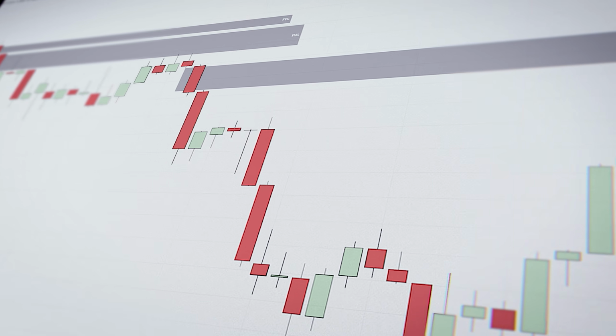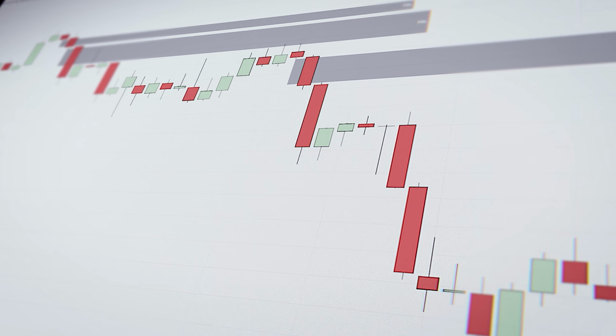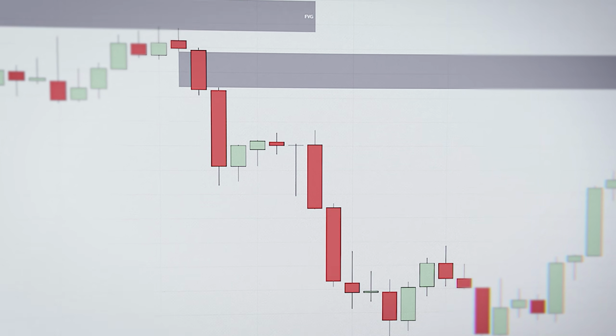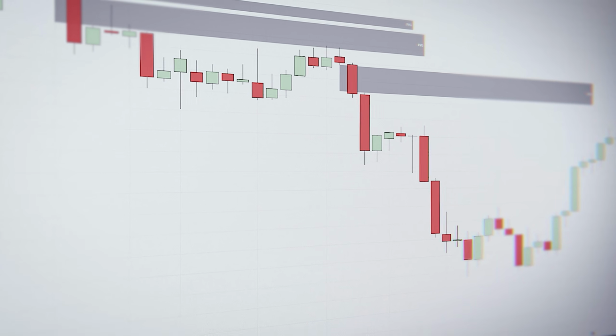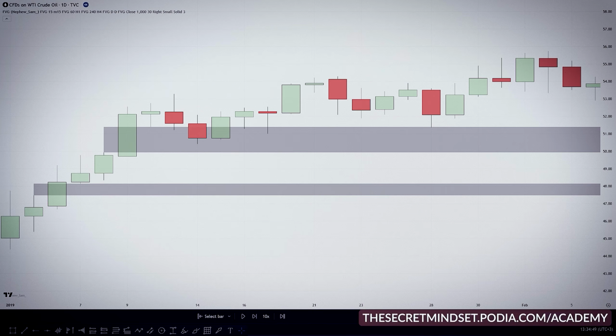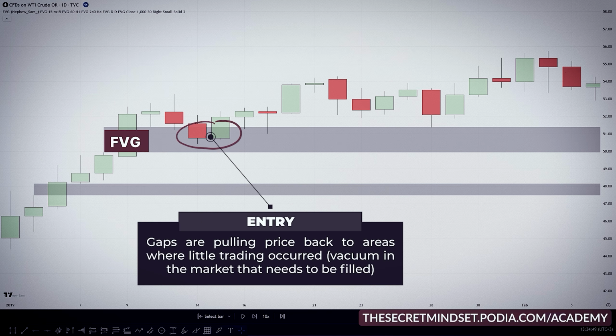Remember, price is fractal. Patterns that appear on monthly charts can also be seen on daily or even 5-minute charts. This principle applies to fair value gaps as well. When trading fair value gaps, timing your entry makes the difference. The plan is to wait for price to come back to the gap before entering your trade. This strategy works well because these gaps are pulling price back to areas where little trading occurred. Think of this gap as a vacuum in the market that needs to be filled.